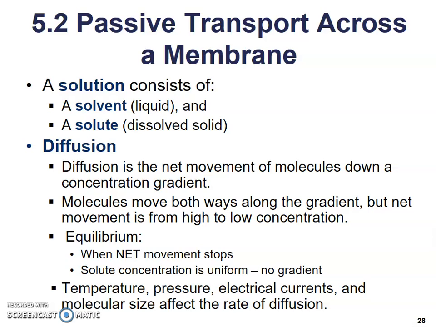If I put too much sugar, the coffee can only dissolve so much sugar and it will settle to the bottom and it will not reach equilibrium. Temperature, pressure, electrical currents, and the molecular size affect the rate of diffusion. Small molecules diffuse much more quickly than large ones. Temperature, hot things spread out faster. So if I were to dissolve sugar in hot water, it's going to dissolve faster than in cold water. That's why when you make sweet tea, it's important to put the sugar in while it is still hot, so that it is easier for that sugar to dissolve, to become uniform throughout that pitcher.